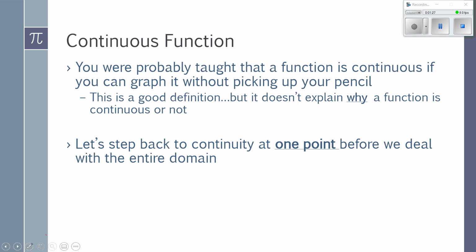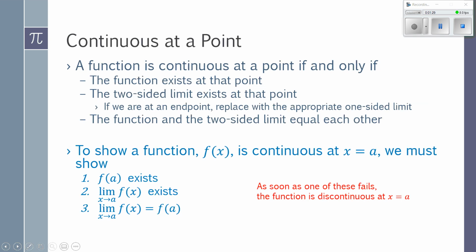So the way we're going to do this is we're going to look at three things. For a function to be continuous at a point, the function needs to exist there. In other words, I can't have a hole in the graph or a vertical asymptote. There has to be a function value for that x. Then the two-sided limit needs to exist.